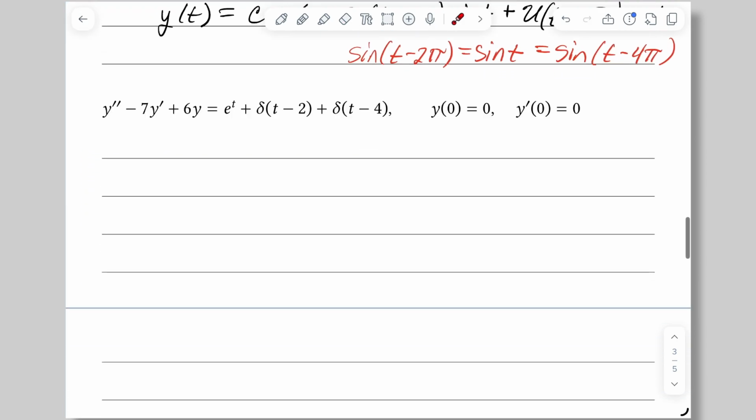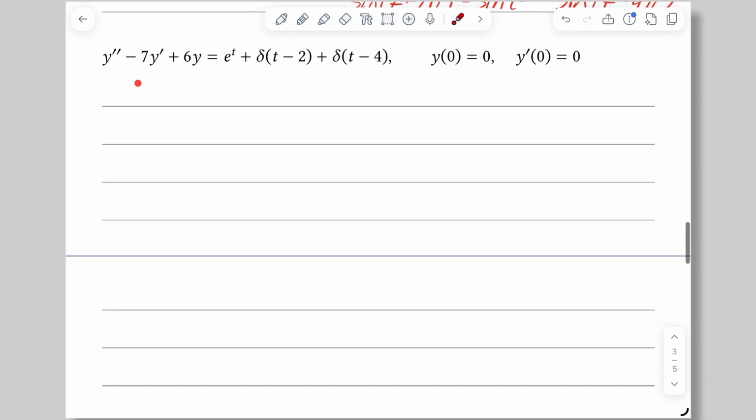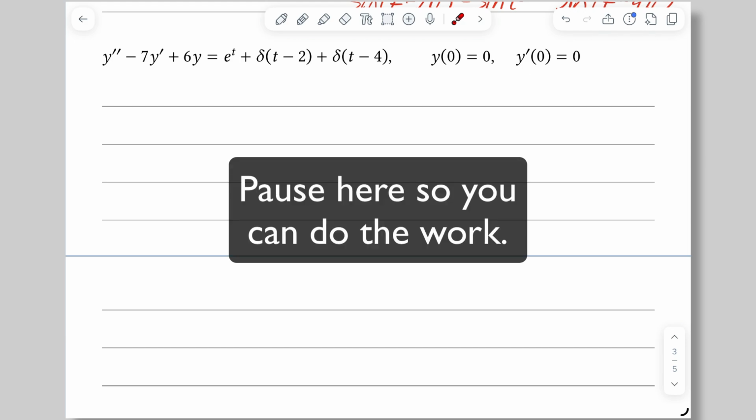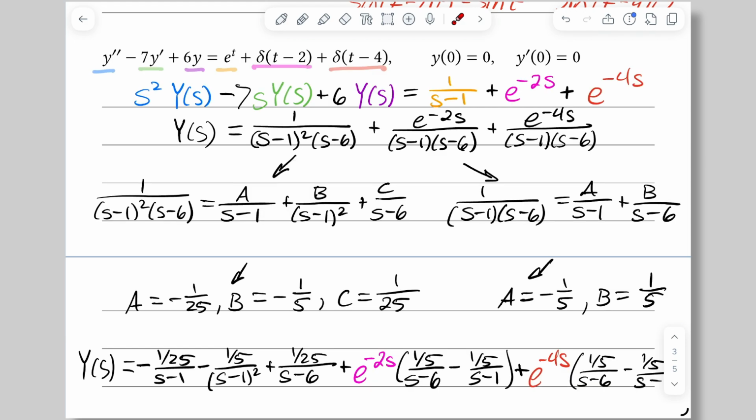Next up, y double prime minus 7y prime plus 6y equals e to the t plus delta of t minus 2 plus delta of t minus 4. Our initial conditions, I always like this, y of 0 equals 0 and y prime of 0 is equal to 0. Go ahead and work this out and then come back.